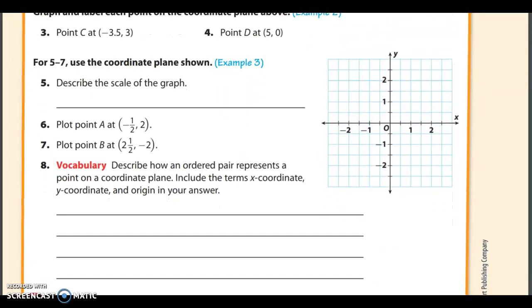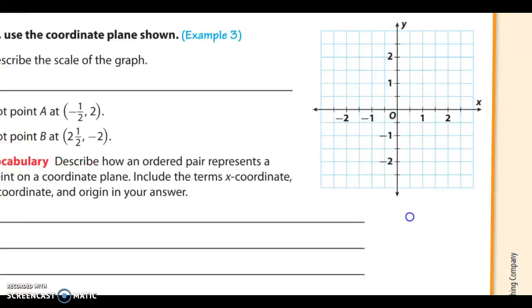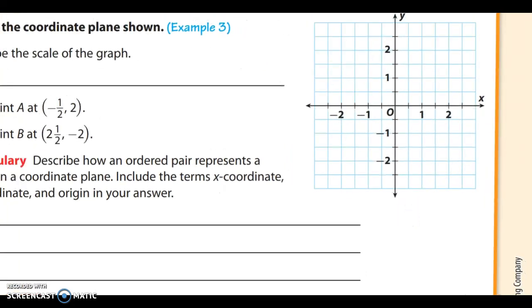For 5 through 7, use the coordinate plane shown. Number 5 reads, describe the scale of the graph. So let's zoom in a little bit and examine it. So to get from 0 over to 1, there's 2 spaces there. So what would go exactly in between 0 and 1? Well, it's just a half. And we could do this in fractions, or we could do it in decimals. It doesn't really matter. I'm going to call it a fraction. I'm going to say 1/2.